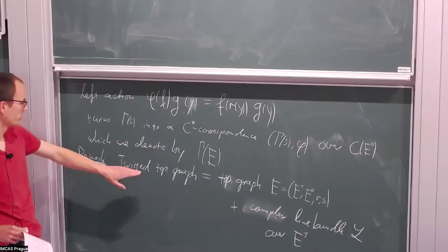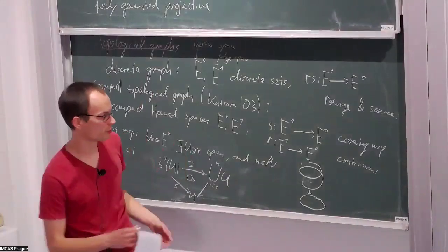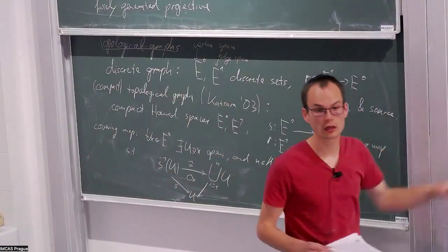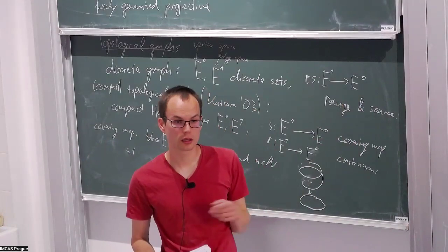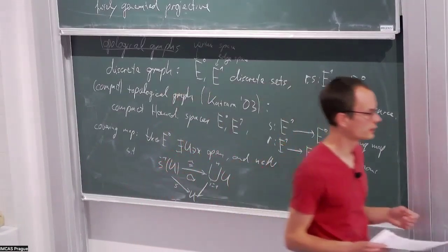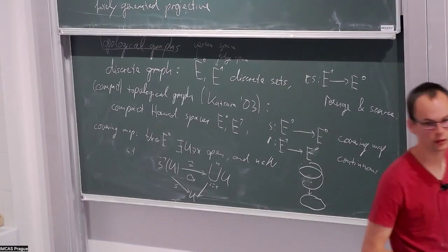Right, so this is what one would call a twisted topological graph, a topological graph plus a complex line bundle. So think of this picture here. Think of our covering of the circle, twofold covering. Now you just have a line bundle over this covering space. And that would be your twisted topological graph. It's just a line bundle on this edge space.